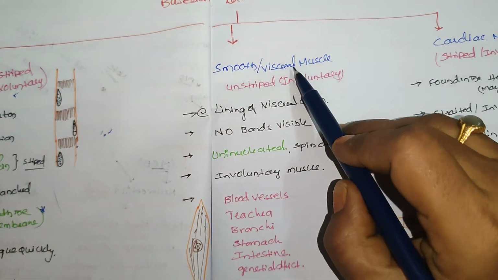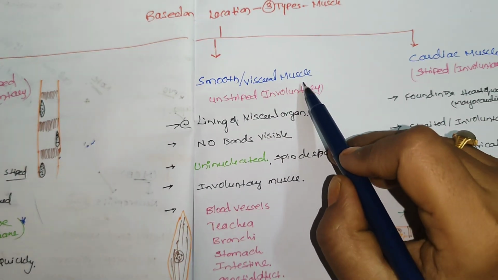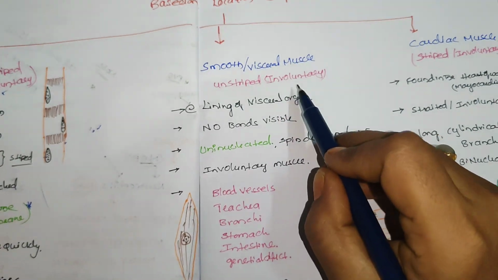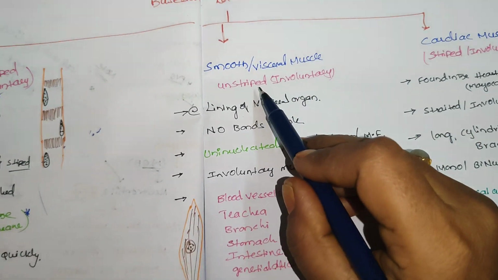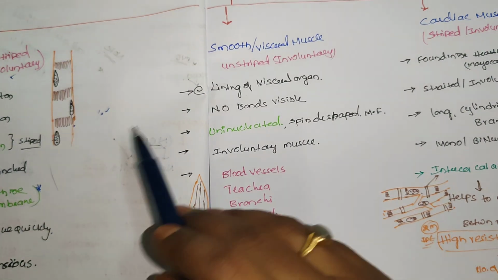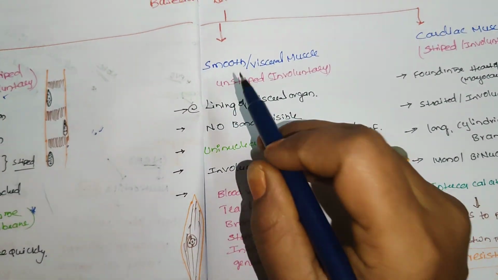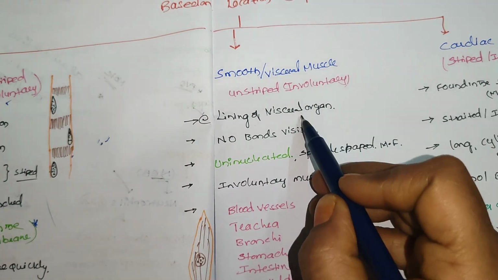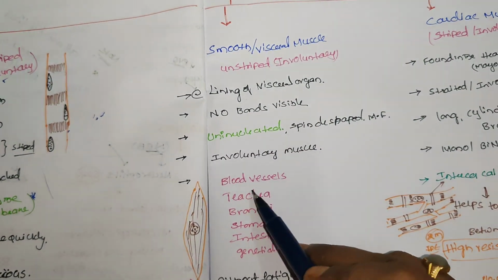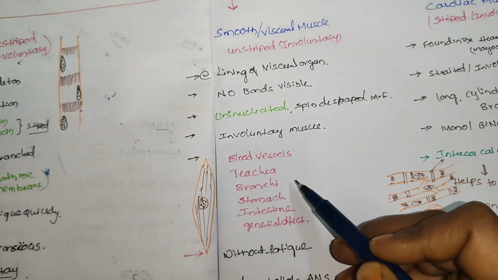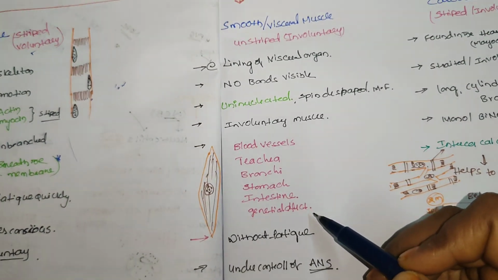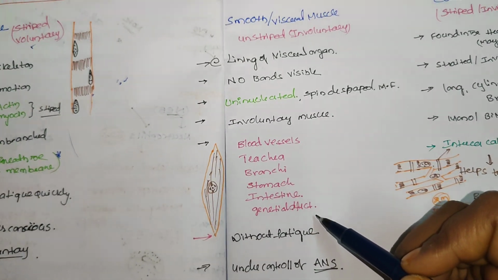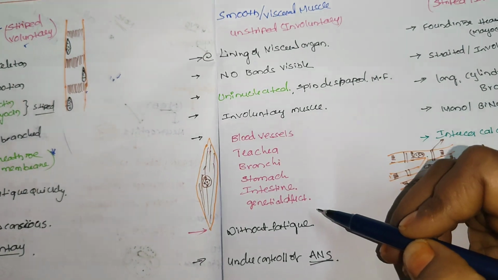Then come to the smooth muscle. It is also called visceral muscle, unstriped, involuntary. Involuntary means not within our conscious control. Unstriped means there are no actin myosin bands. Where is the location of smooth muscle? At the lining of the visceral organs. Visceral means inside organs. Examples are blood vessels, trachea, bronchi, stomach, intestine and genital ducts, and also excretory organs like the kidney.